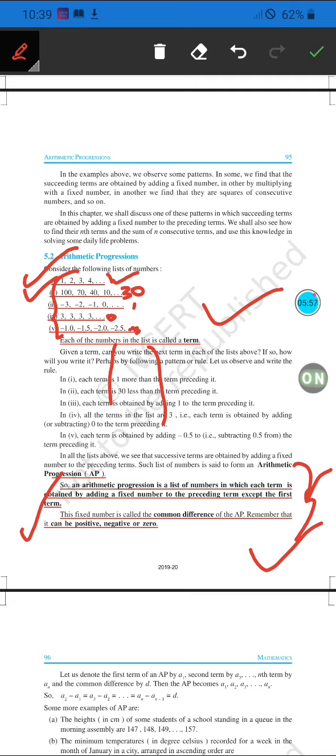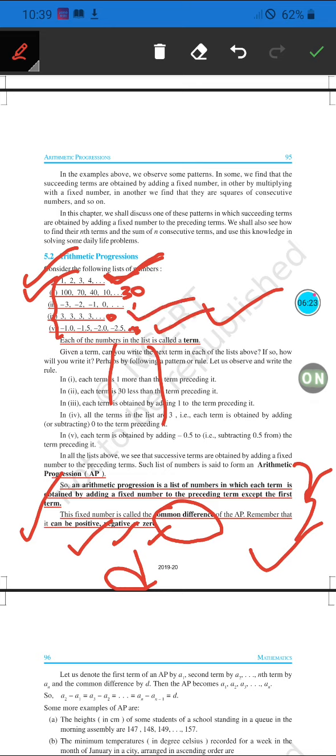What is the difference called? The difference is called the common difference, denoted by d. A common difference may be positive, negative, or zero. Here observe, in this example the common difference is 1. In the fifth example, the common difference is negative. In the fourth example, the common difference is 0. So the common difference may be 0, positive, or negative.